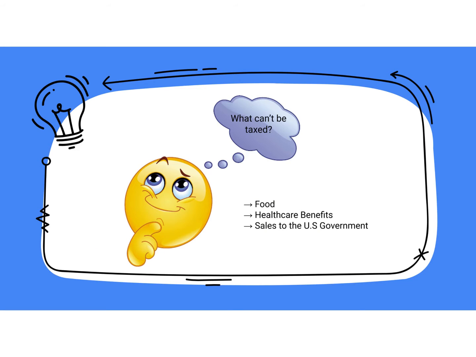So what are some things that can't be taxed? Some things that can't be taxed are foods, and I mean like groceries, healthcare benefits for any family or anybody that is paying for health insurance cannot be taxed, and any sales to the U.S. government.